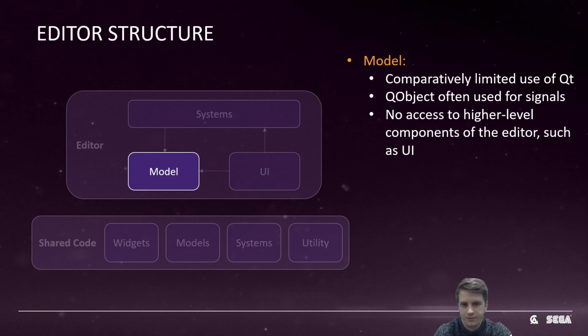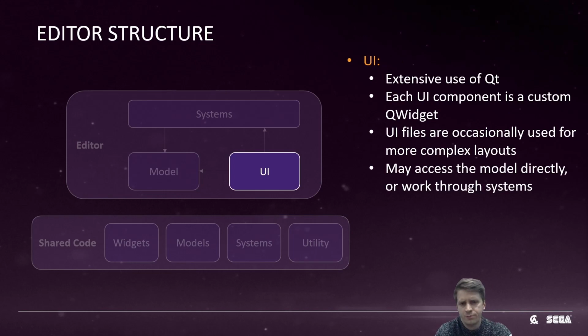So for the editor, the model is often composed of 2 primary things: asset data and editor runtime state. There is comparatively limited usage of Qt here. However, we do tend to use QObjects quite extensively for things like signals and events. The Qt signal system is a very convenient way to convey changes in the model to the relevant systems and views.